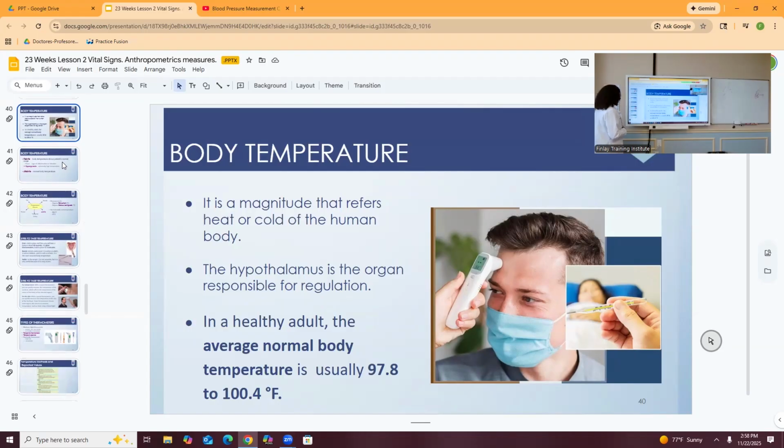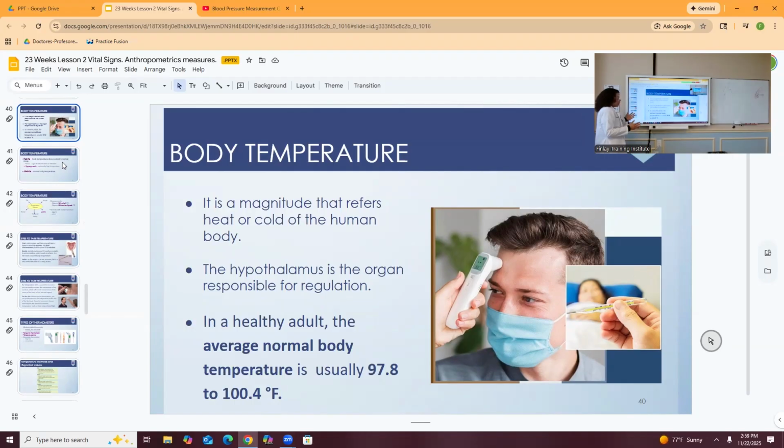Now we're going to talk about temperature. The body temperature is the magnitude of the heat or cold that is managed by the human body. The hypothalamus in the brain is the organ that is responsible to regulate this, okay? The hypothalamus is the organ that is responsible to regulate the temperature.